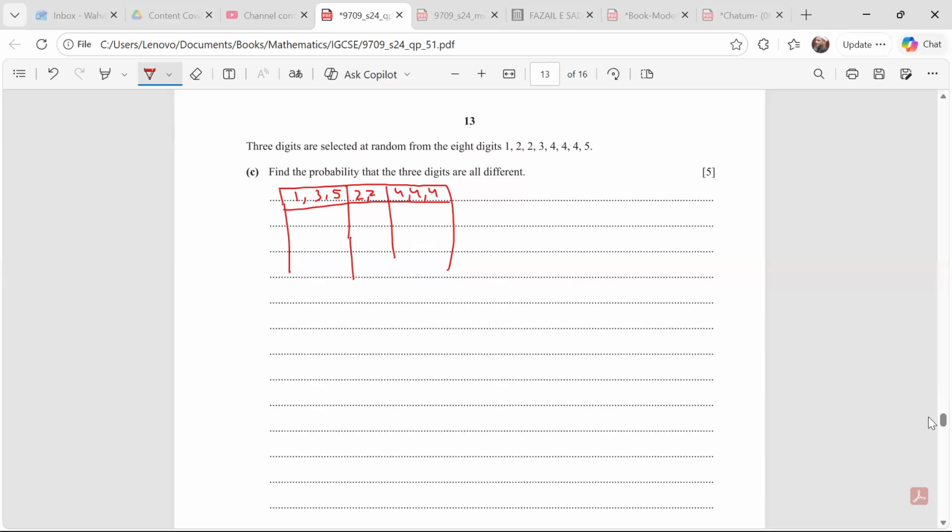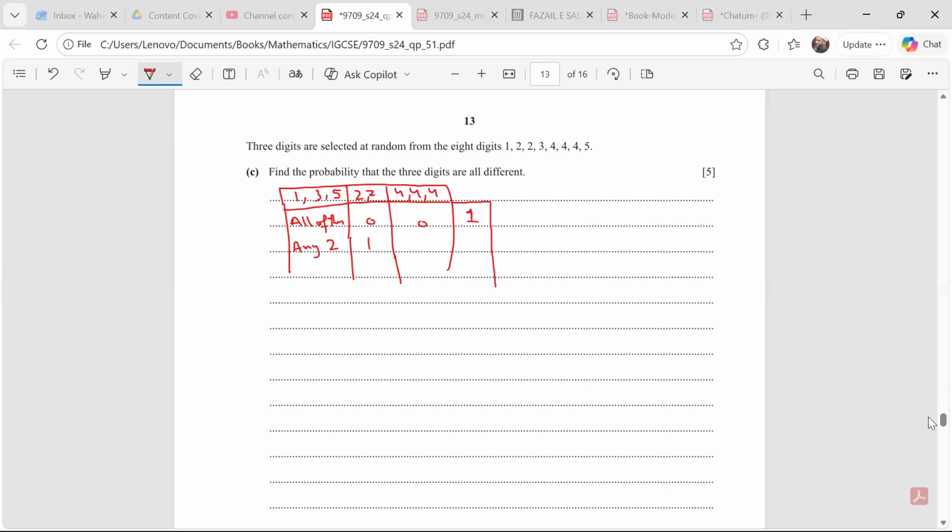Now, what are the possibilities? One possibility is that I get only 1, 3, and 5. So one number from each of these groups, and nothing from here, nothing from here. So I get all of these, none from here, none from here, right? So how many combinations are possible? Of course, only one. This is one.